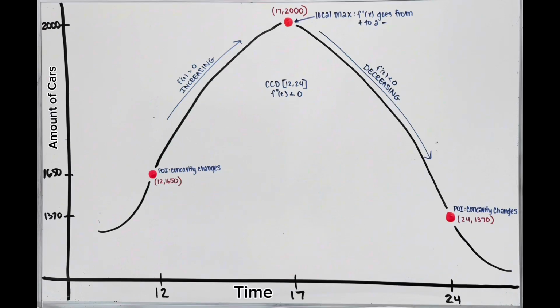Now we can use all this information to sketch a curve for the traffic on Highway 17. We started by plotting our points, (12, 1,650), (17, 2,000), and (24, 1,370). Then we knew it was concave down because f double prime was less than 0, and that it was increasing from 12 to 17 and decreasing from 17 to 24. We know that 17 is our max because f prime of t goes from positive to negative, and that 12 and 24 are our points of inflection because the concavity changes.